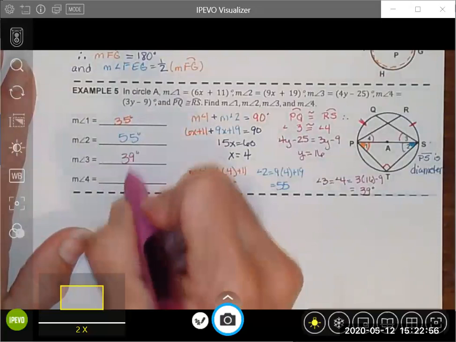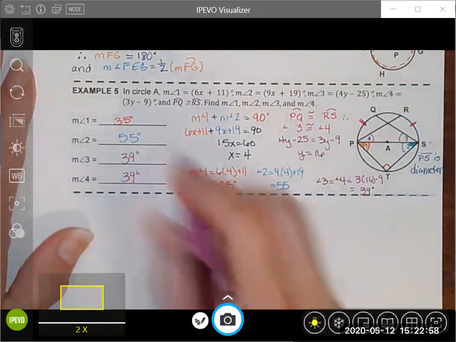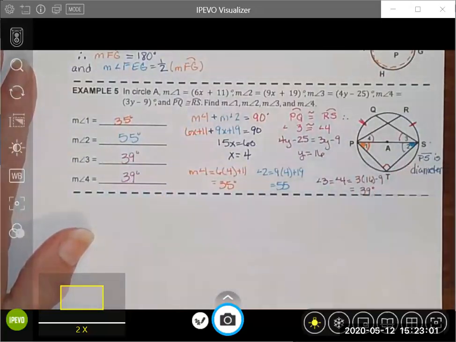So there, we've solved for lots of different angle measures using the inscribed angle that intercepts a diameter, and congruent arcs have congruent inscribed angles. Whew, had to think about that one for a moment.